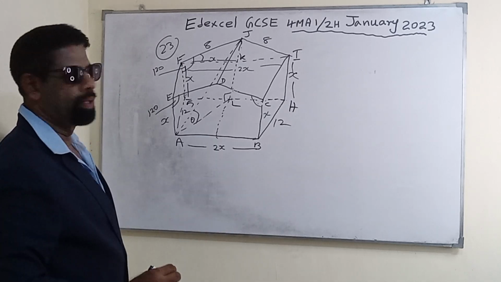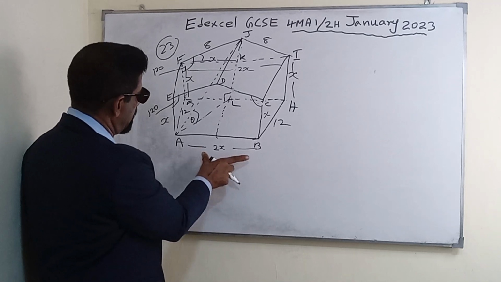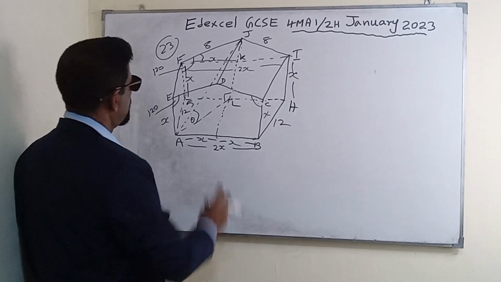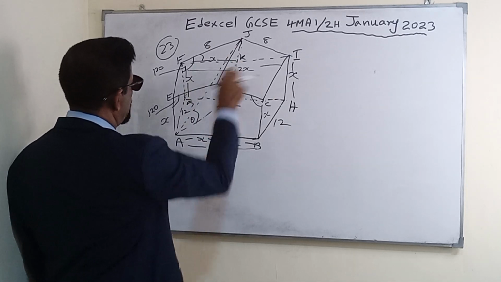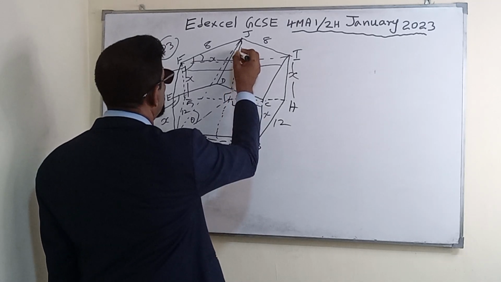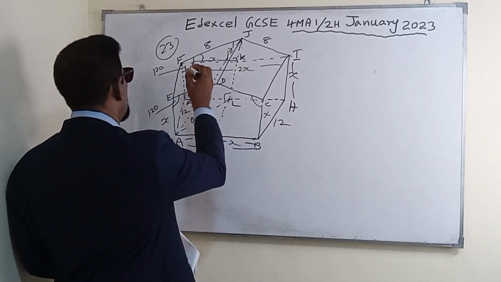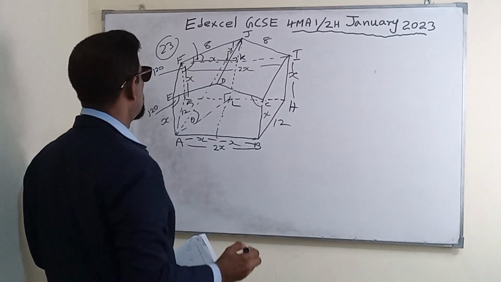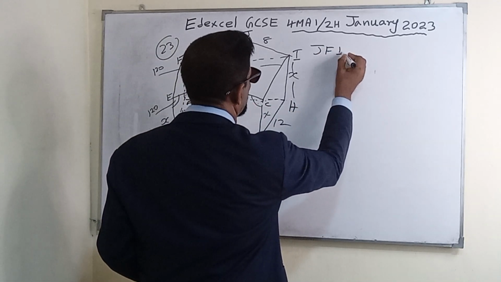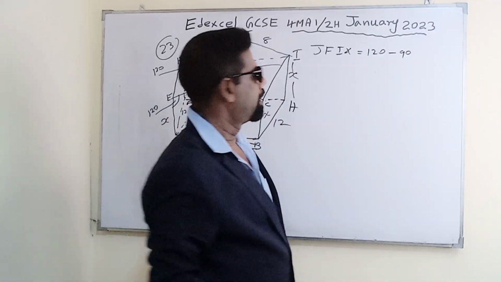Now we are going to draw this separately. We know this is 2x, this x, this x. This is symmetry, so this is also a pentagon. Then put J, K, and Y. This becomes 30 degrees: angle JFI equals 120 minus 90, that's 30.